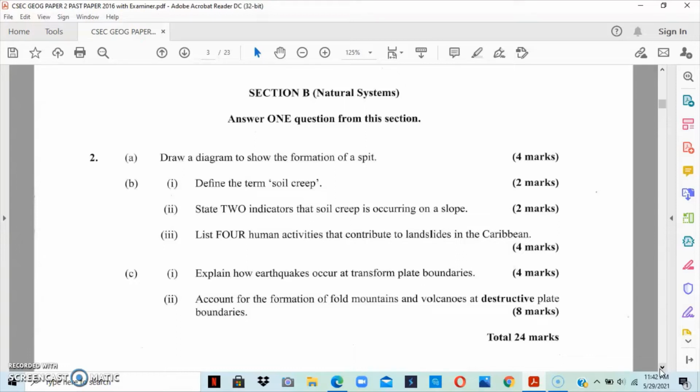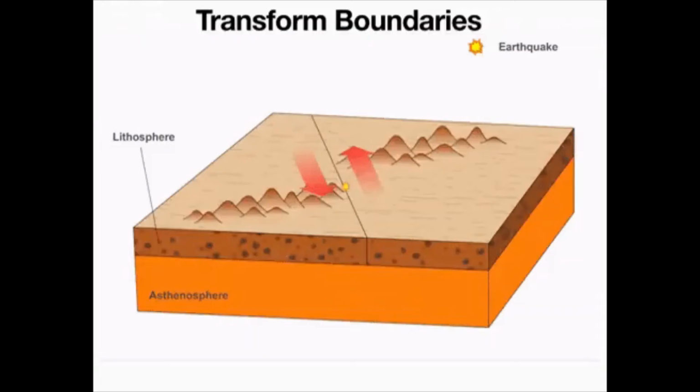Question C, part 1, asks us to explain how earthquakes occur at transform plate boundaries. Now, at transform plate boundaries, the two plates are sliding past each other. As the plates rub against each other, they may become stuck onto each other. Where they are stuck to each other, pressure and stress will build up. When enough pressure and stress is built up, they will snap apart. And when they snap apart, the energy will be released. And this is where we will have the earthquake taking place.